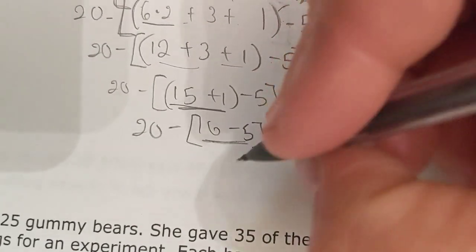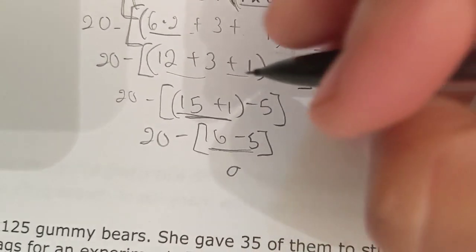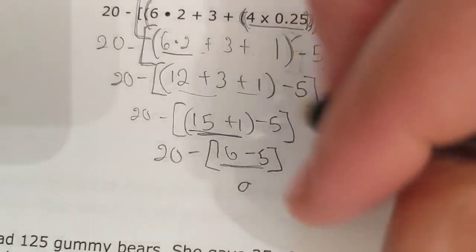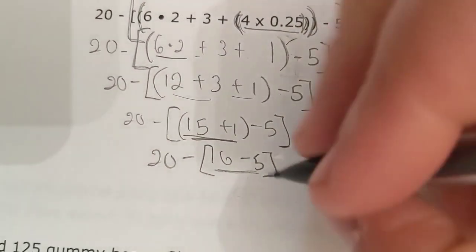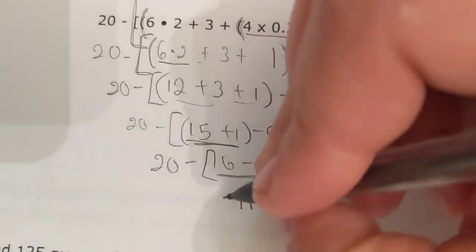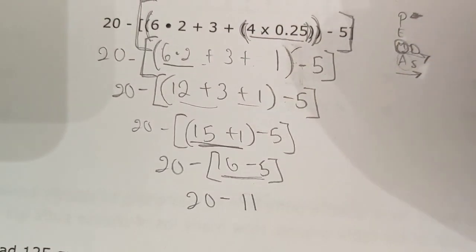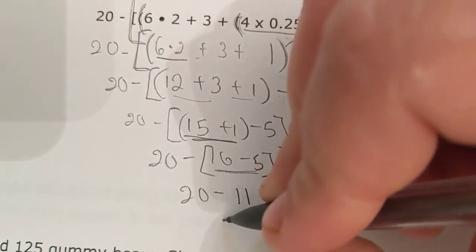So 16 minus 5 is going to give me a total of 11, sorry. 16 minus 5. That gives me the answer of 11. And then you're supposed to take 20 minus 11. So 20 minus 11 is going to give you a total of 9.